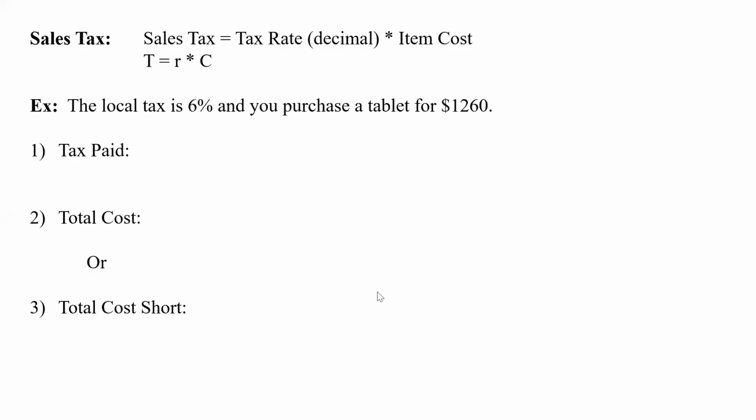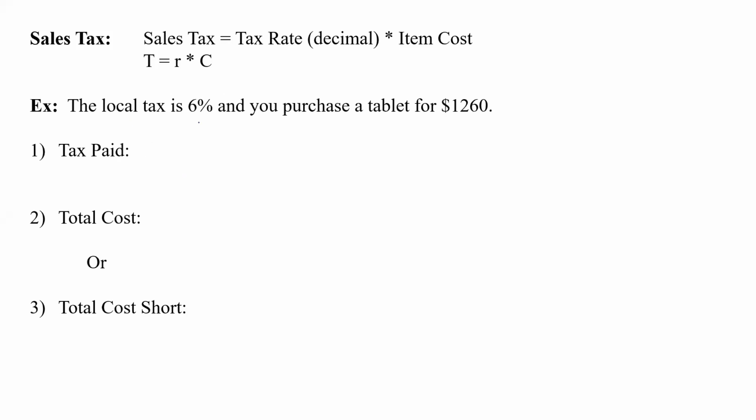All right, so here what we're going to have is sales tax is equal to the tax rate, and we have to put that in decimal format, times the item cost. So tax really is just tax equals rate times the cost. So if a local sales tax is 6% and you purchase a tablet for $1,260, what is the tax paid?